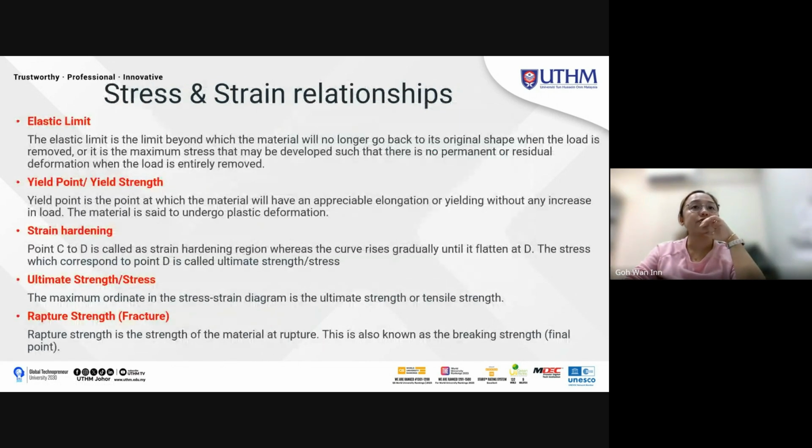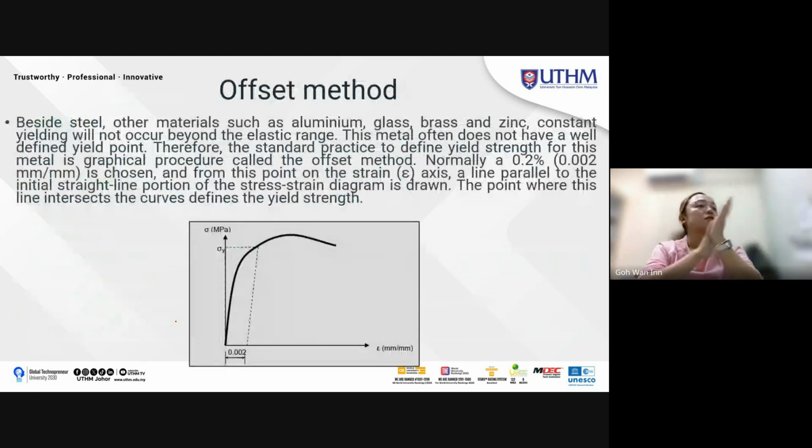In the stress strain relationship here, you can see we have the elastic limit, what I explained now, yield point, strain hardening, ultimate stress, and rupture strain, the fracture. This one I already explained, you can go through it again in your own time. So, offset method. Let me check how many slides are left.